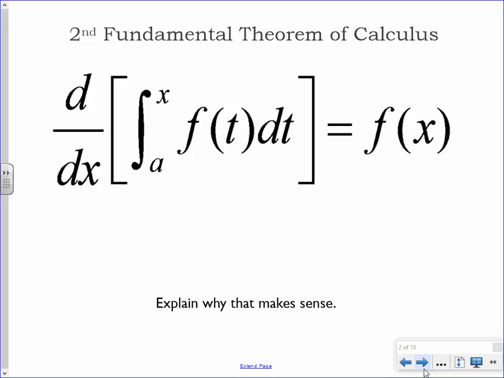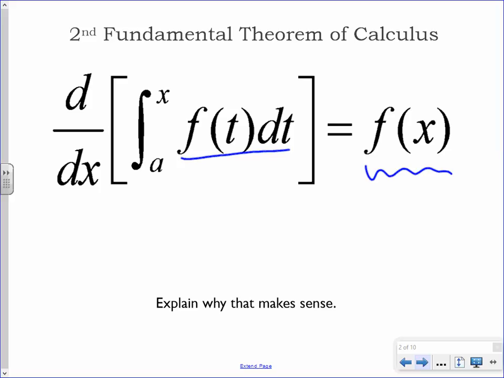Okay, when you take the antiderivative, you get to the function, and then when you take the derivative of that, you get back to what you started with, right? Now, what I want you to notice is that this is f of t dt, but then this is f of x. Why is that? Well, they're going to be the same function, except this one has t and this one has x. Because they both say f, right?